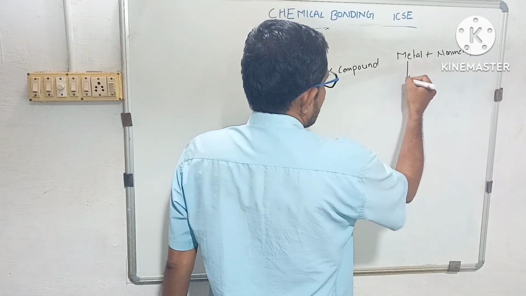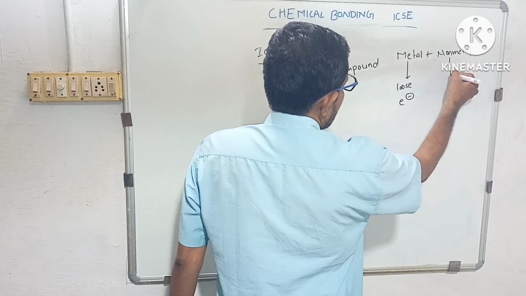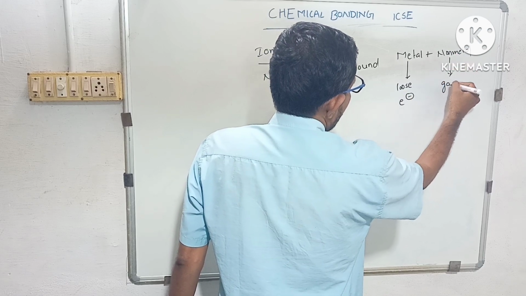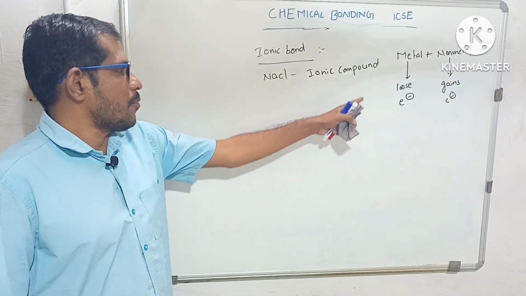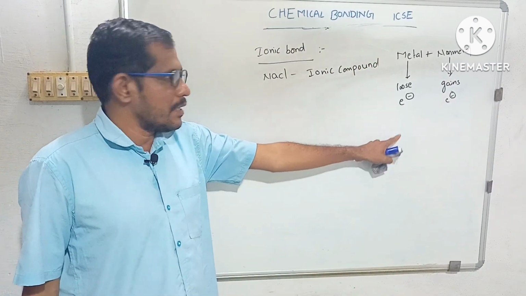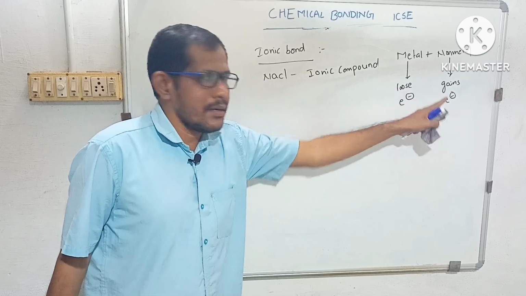Metal always loses electrons in an ionic bond. Non-metal always gains electrons in an ionic bond. This is also an important point. Metal always loses electrons in an ionic bond, and non-metal always gains electrons in an ionic bond.